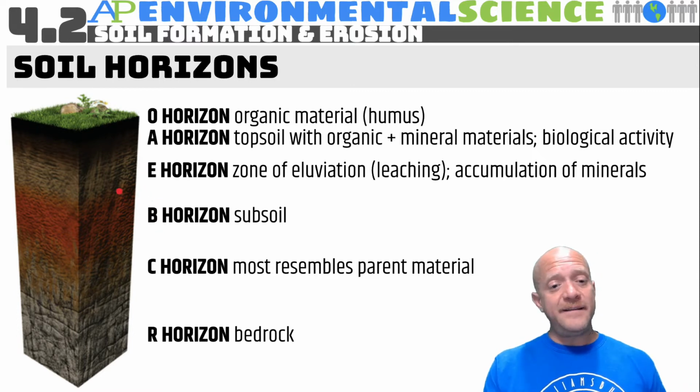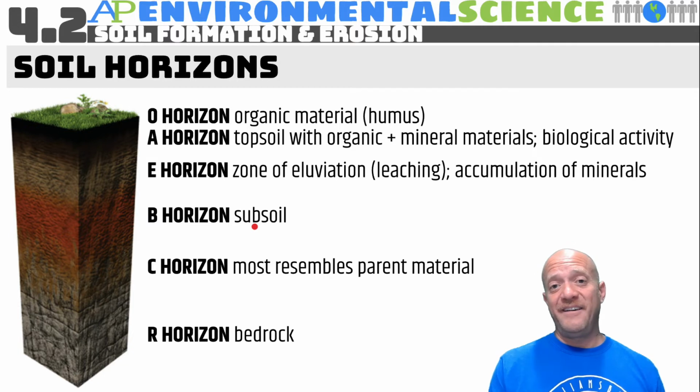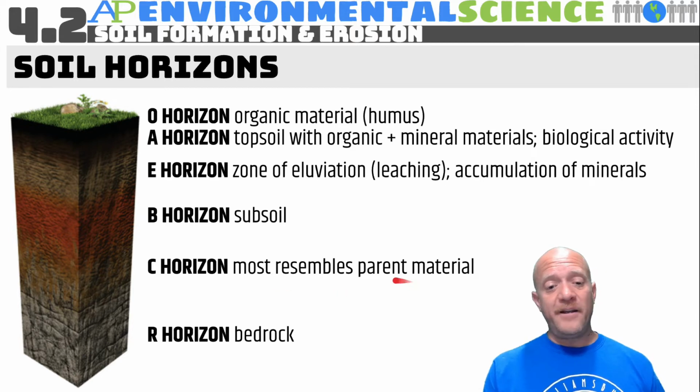The B horizon is just subsoil. You're going to have mineral components in there. Literally the only thing that they ask you on the AP exam is they're going to ask you which one is called subsoil, and that's B. And the C horizon most resembles a parent material, and the R horizon is bedrock.